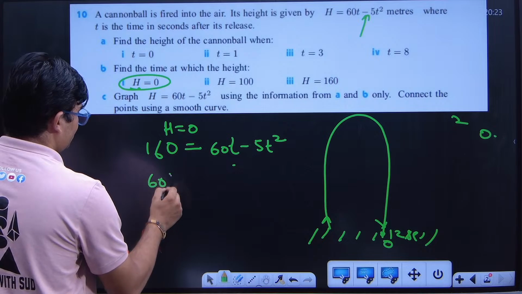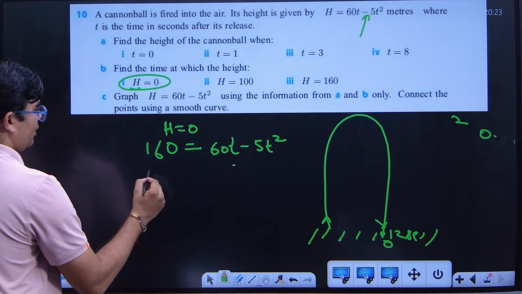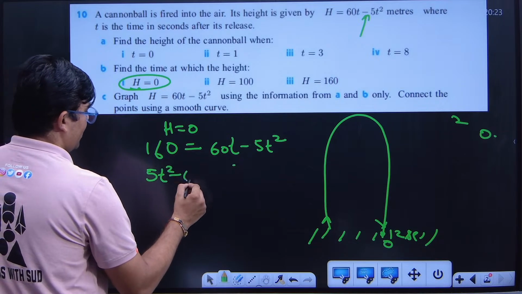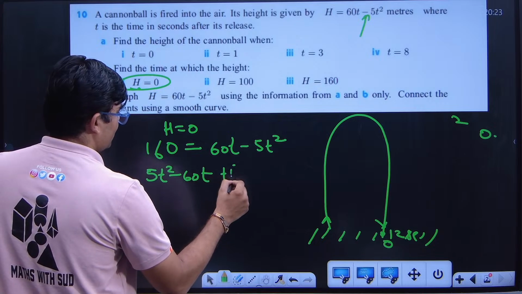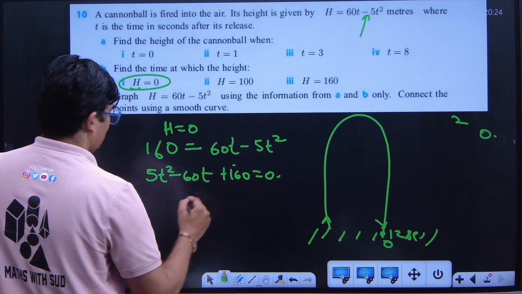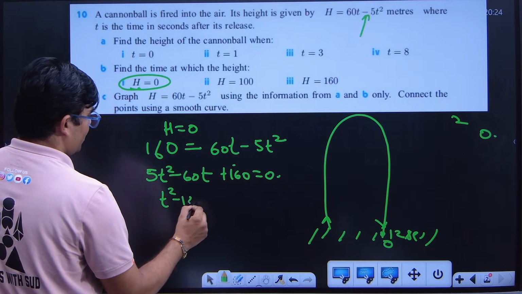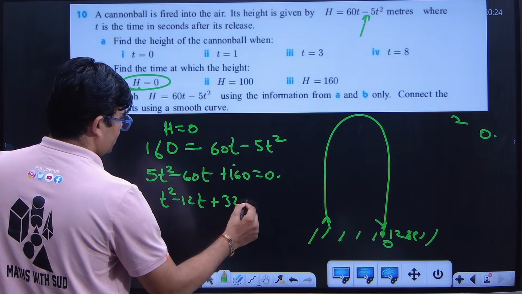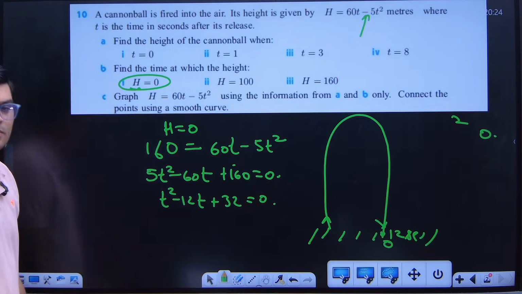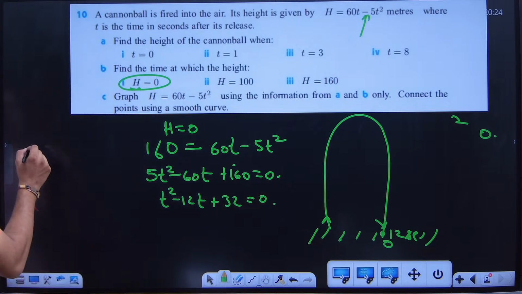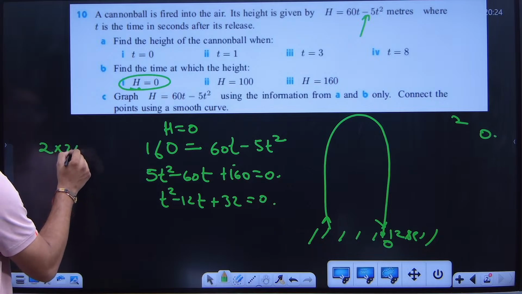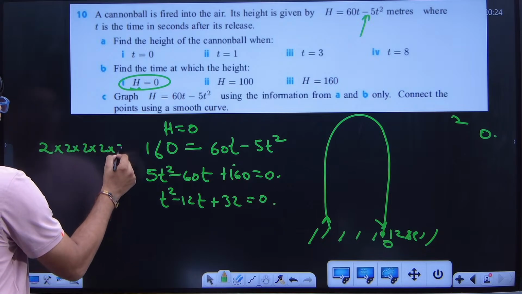That means 5t square minus 60t plus 160 is equal to 0. So t square minus 12t plus 32 is equal to 0. So 32, if you break it down, it is going to be 2 into 2 into 2 into 2 into 2, five 2s.